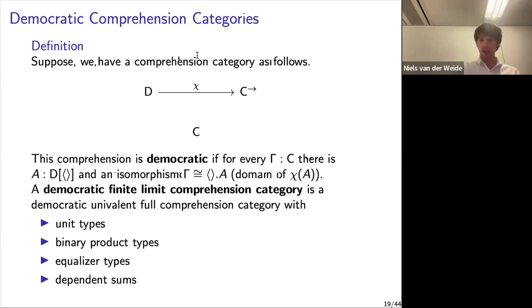And this leads to the main notion of comprehension category that I shall be using, which I call a democratic finite limit comprehension category, which is too much to say. So I call it DFL comprehension category. That is a democratic univalent full comprehension category with unit types, binary product types, equalizer types, and dependent sums. Unit types are redundant because they follow from democracy, but I kept them in. Binary product types are redundant because they follow from dependent sums. So these two are redundant, but I kept them in for simplicity. And equalizer types are equivalent to extensional identity types. So in this sense, it reflects what Clairambault and Dybjer did.